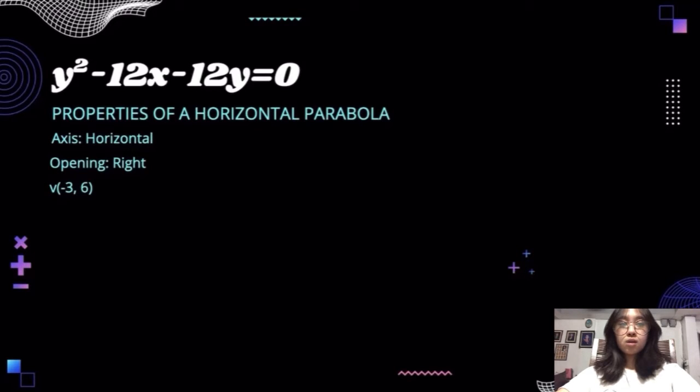For our focus, since this is a horizontal parabola, the value of x will change and the value of y will not change. So first, to get the value of x, we need to solve for the 4p. Since 12 is our 4p, we need to divide it by 4 to get our value of 3. So p is equal to 3. So negative 3 plus 3 will be equal to 0 and that will be the value of our x. So since the value of y will not change, the value will be 6.